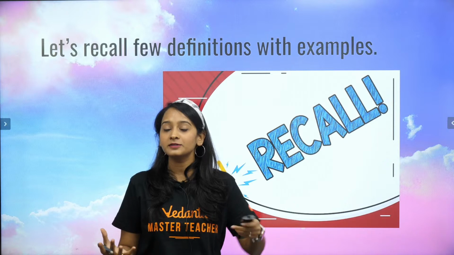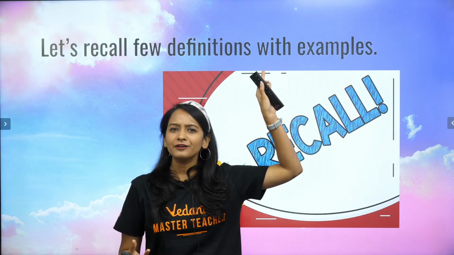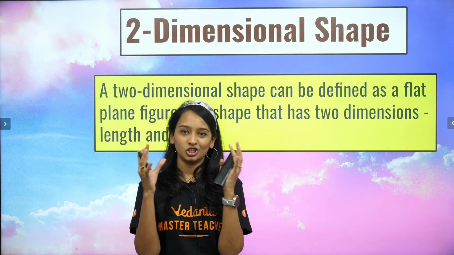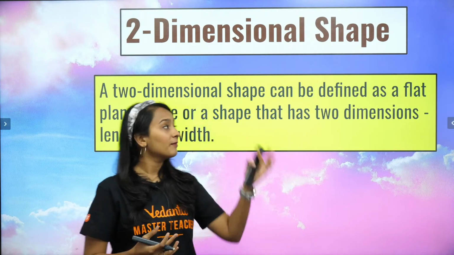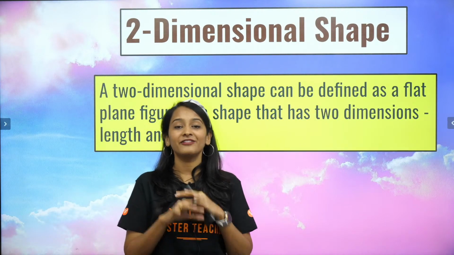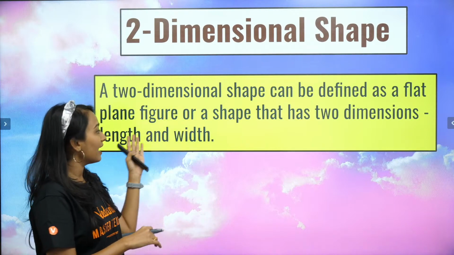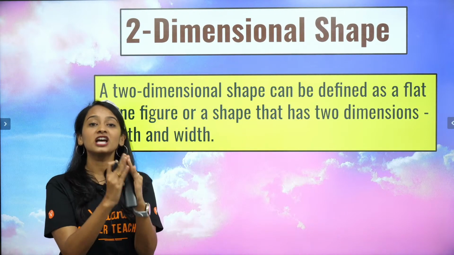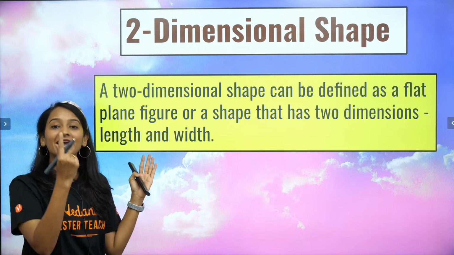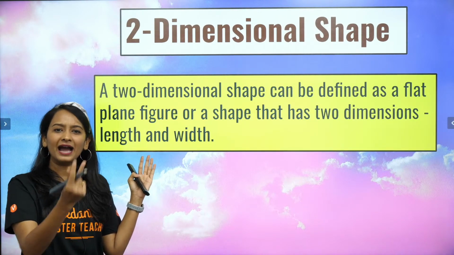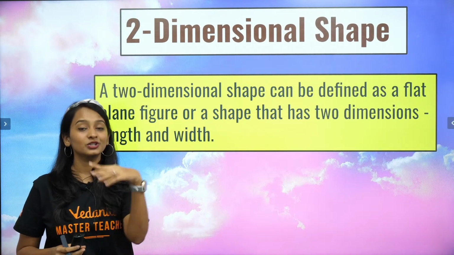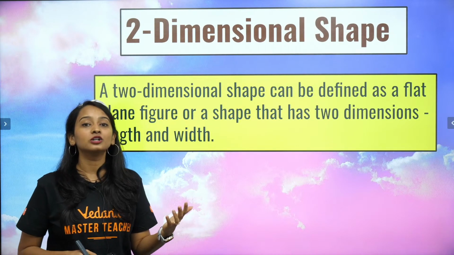And first, let's quickly recall the basic concepts with examples. What are the basic concepts जो हम शायद 4th या 5th क्लास से पढ़ते हुए आए हैं? The first one is the two-dimensional shapes. What is a 2D shape? A two-dimensional shape can be defined as a flat surface, a flat plane figure or shape which has only two dimensions. What are the two dimensions? It can be length and width, it can be length and height, it can be anything, but it is only measured using two dimensions. So that is why we call it a 2D shape.